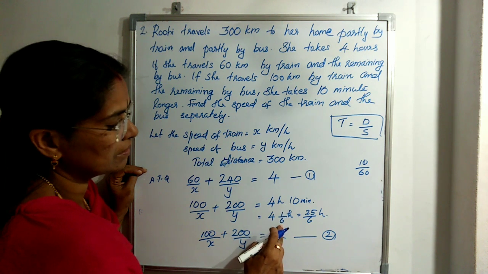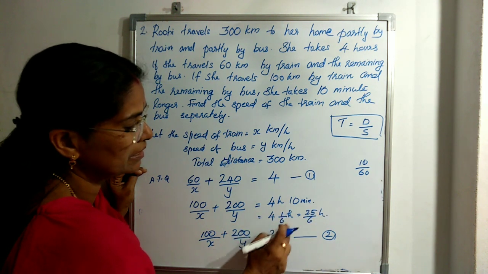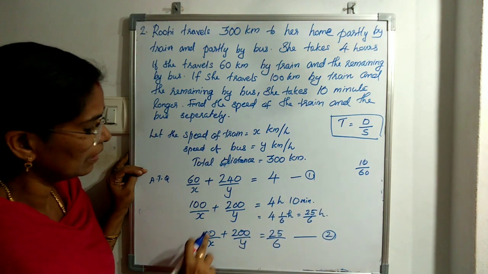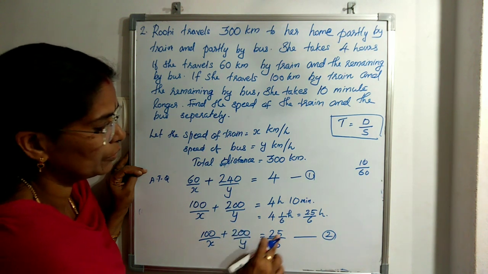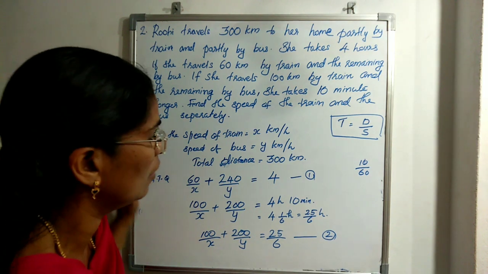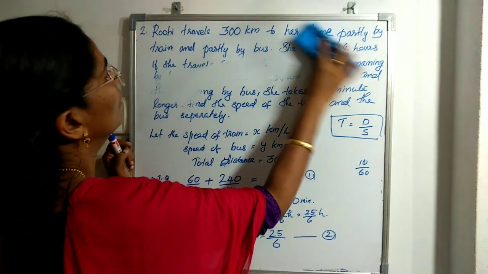So, 1 by 6. 6 4s are 24 plus 1, 25 by 6. We are changing the mixed fraction into an improper fraction. After that we are writing one more time, 100 by x plus 200 by y is equal to 25 by 6. This is our second equation. Now these two equations are linear equations. Now we can solve.